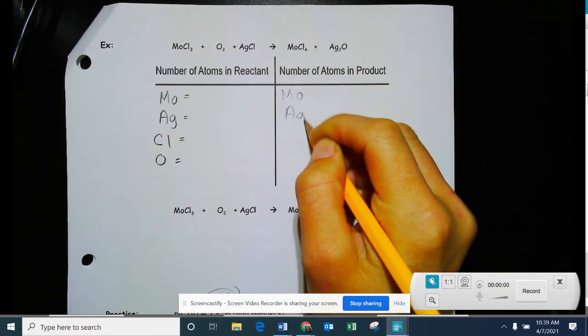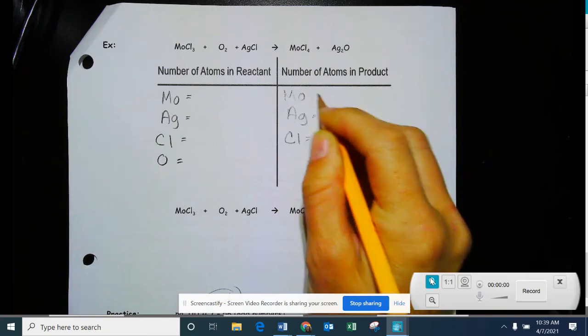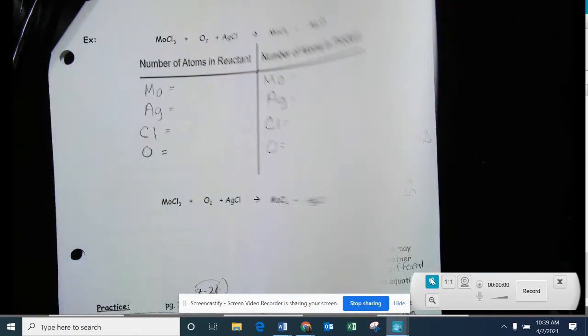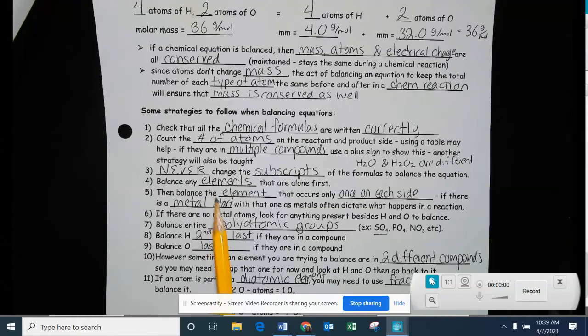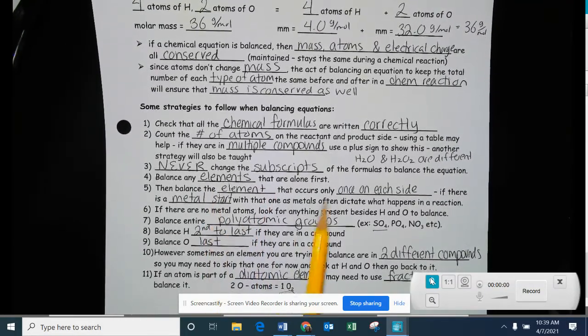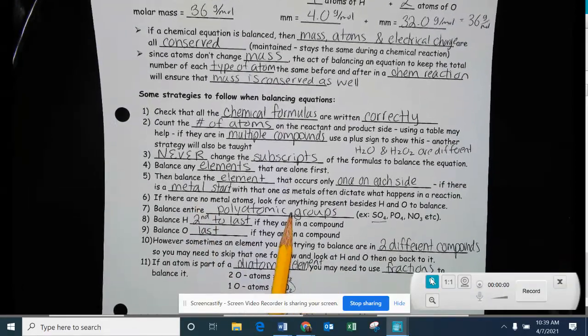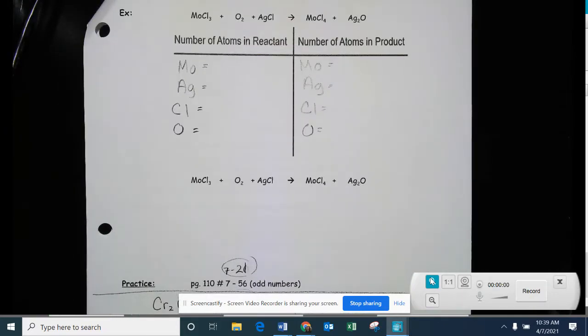And if you are unsure of how to list these out, which ones you should do first, go back to this first page. Take these strategies. Elements that occur only once on each side, start with a metal, polyatomics. So try to list them out in the order that you're going to balance them.